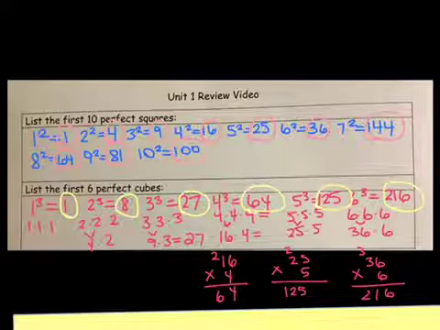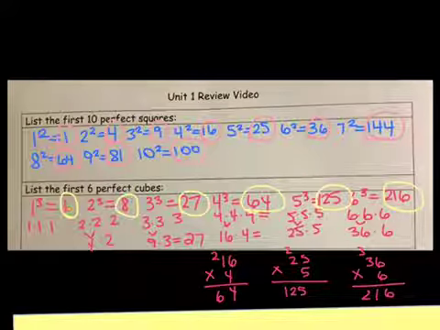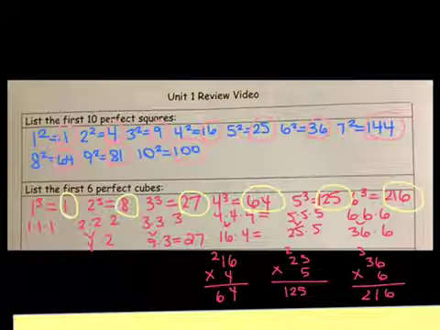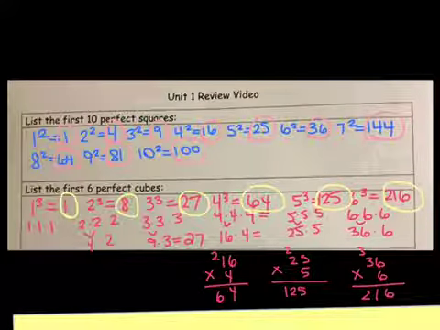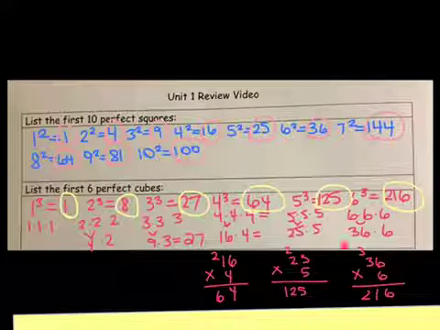So these are the 6 perfect cubes. 1, 2, 3, 4, 5, 6. All this work isn't my perfect cubes. But as you can see, so I don't make a mistake, I have all this work shown, which is what I should see on the test too.